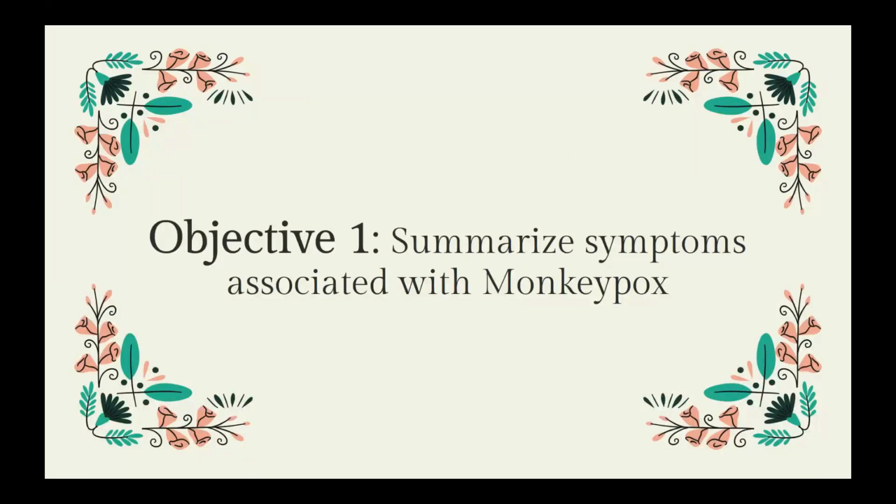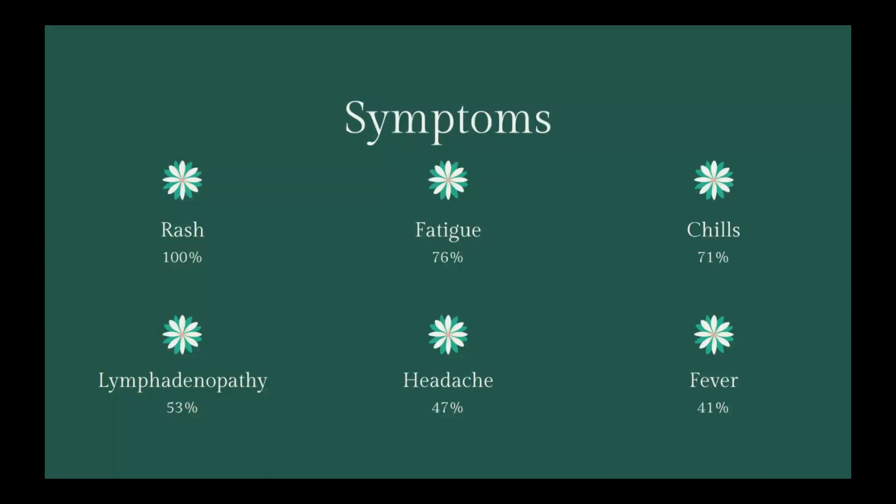And this leads to my first objective, which is to summarize the symptoms associated with monkeypox. Almost 100% of patients who have monkeypox have exhibited a rash, typically at onset of illness. The rash is found in the arm, perianal, or genital areas. Other symptoms include fatigue, chills, lymphadenopathy, headache, fever, body aches, sore throat, or cough. Most symptoms other than rash occur during the prodrome phase after incubation, because this is due to the virus traveling through the lymph nodes, causing these systemic symptoms. After these systemic symptoms, the rash typically develops.